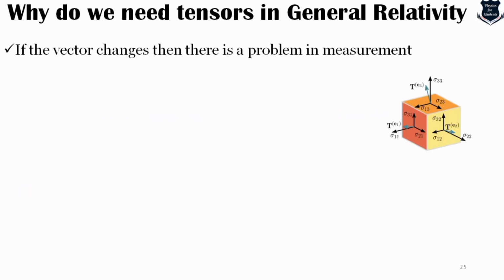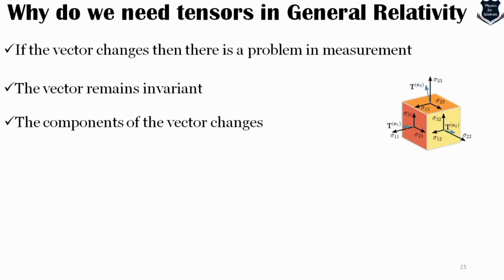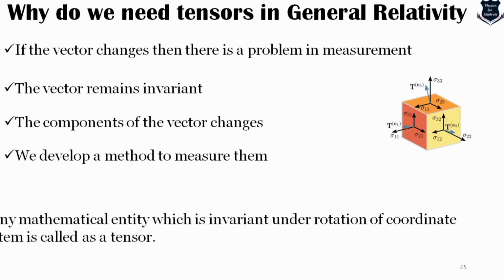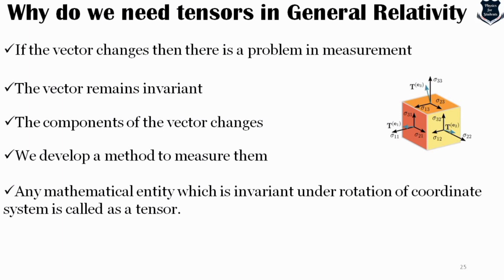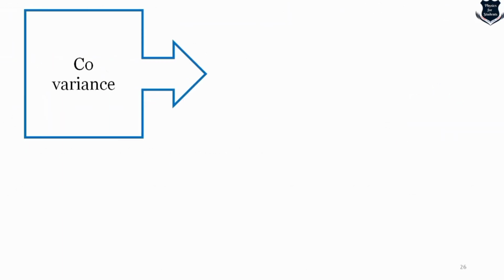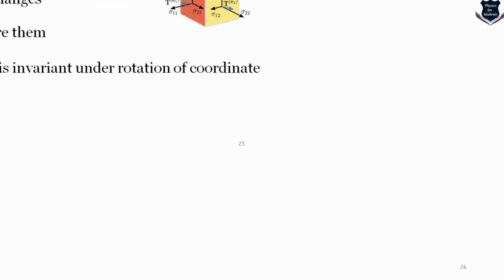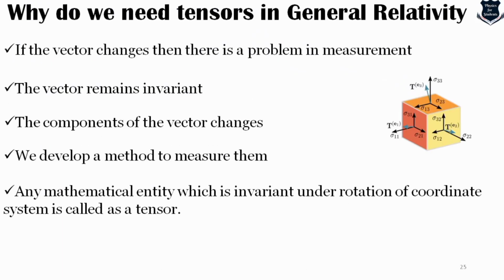Okay, so if the vector changes, then there is a problem in measurement. The vector remains invariant, the components of the vector change, and we develop a method or a tool to measure them. Any mathematical entity which is invariant, that means it doesn't change under rotation or change of coordinate system, is called a tensor. So you can just take a note of that, why we need tensors.